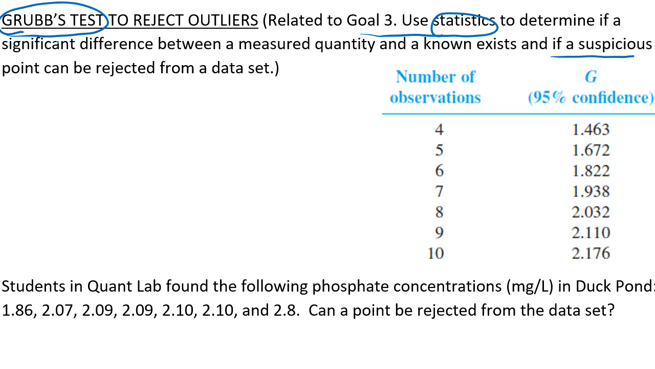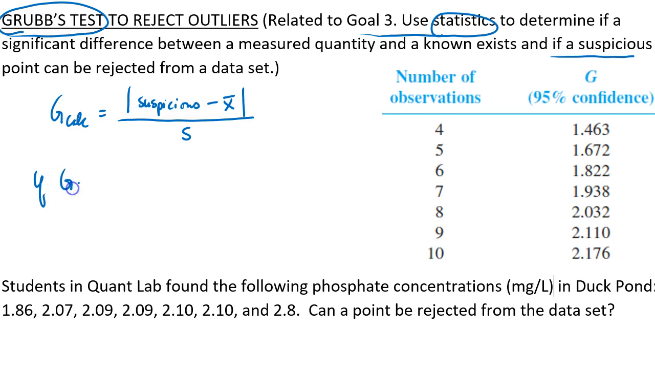But in a Grubbs test, what we do is we calculate the value of G by taking the difference between the suspicious point and the mean. You'll take the absolute value of that difference and then divide by the standard deviation of your data set. And if your G-calc is greater than G-table, you can reject the data point.